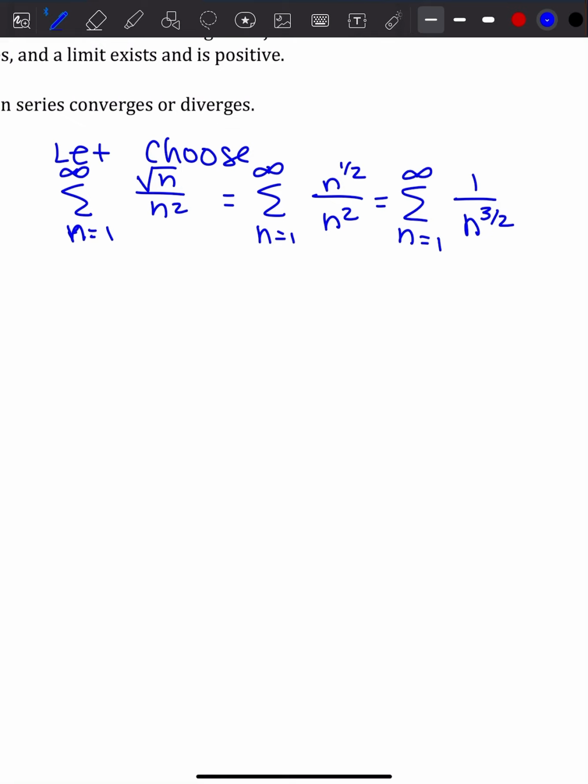This is really nice because I have this form here, n to the power, and it's in the denominator. That means that it is a p series. P is equal to 3/2. 3/2 is bigger than 1, which means that this converges. So we have now decided that this function converges. So what we need to do now is look at the limit. If it gives us a positive finite number, then we know that our original series converges.